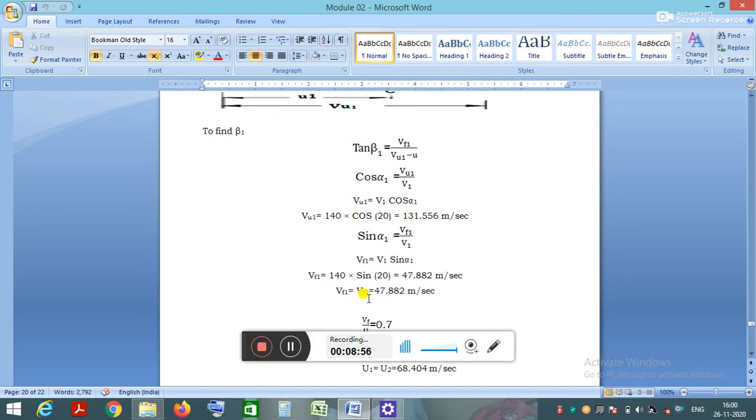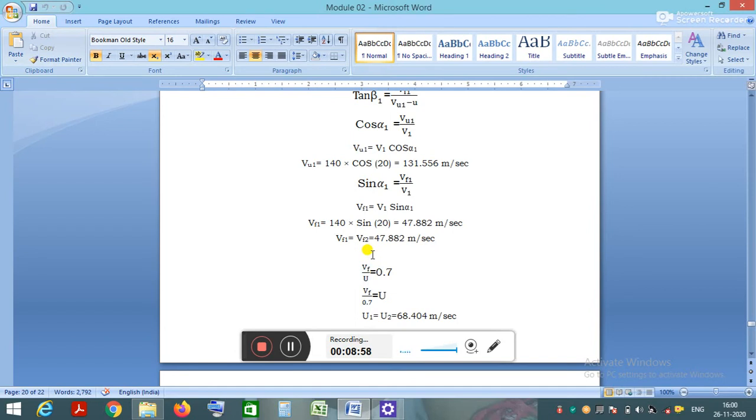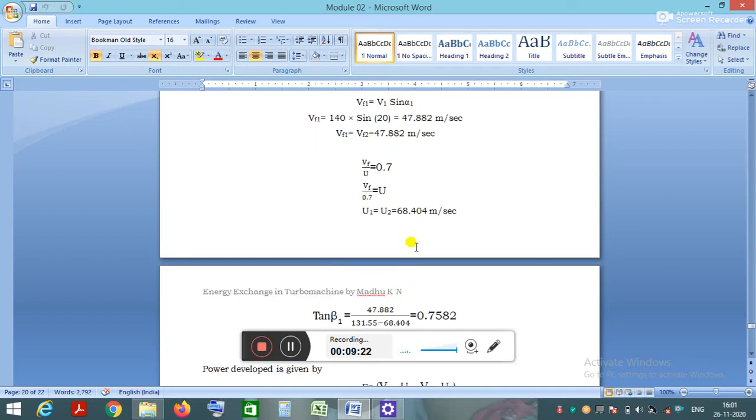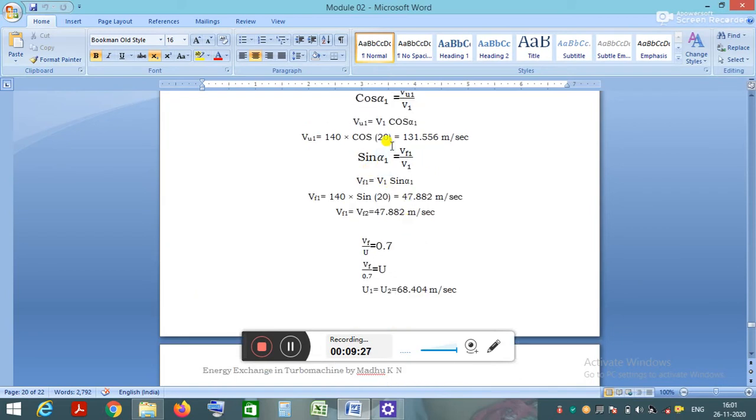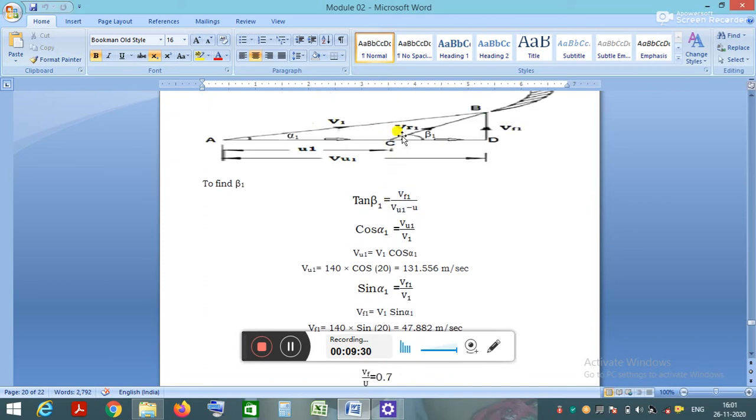Vf1 equals Vf2. Once we find Vf, we can find the blade velocity because the problem gives the relation between flow velocity and blade velocity as 0.7. Substituting in that equation we can find the blade velocity U, because since it is an axial flow turbine, U1 equals U2. Now we found the value of U, the flow velocity, and the tangential component at the inlet. All three values are known.